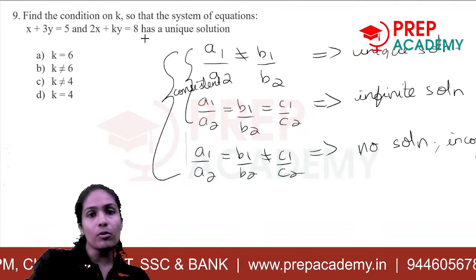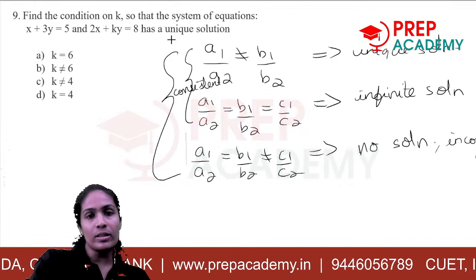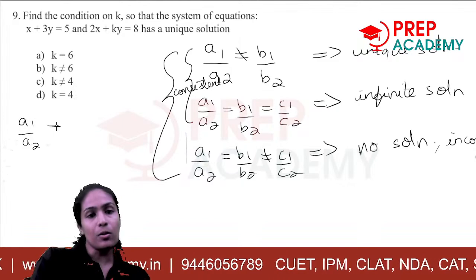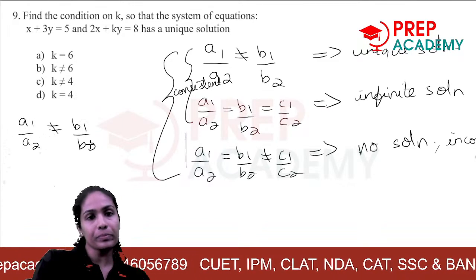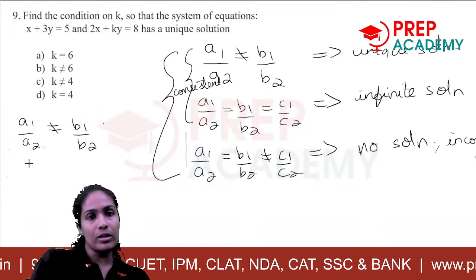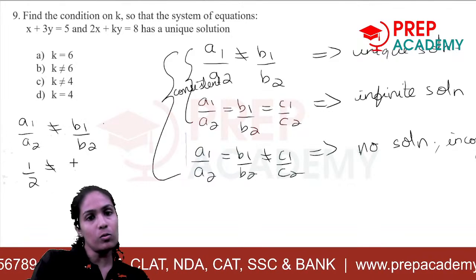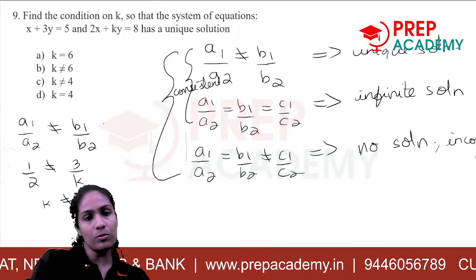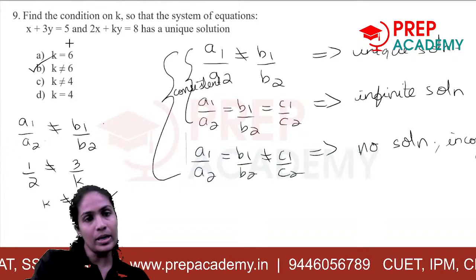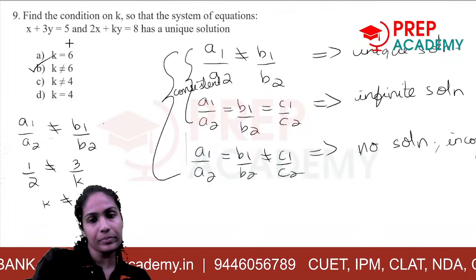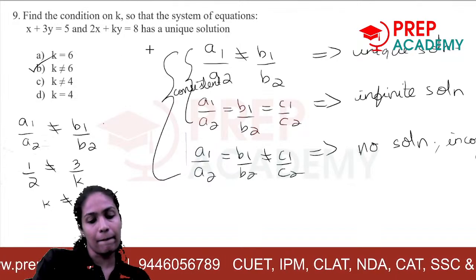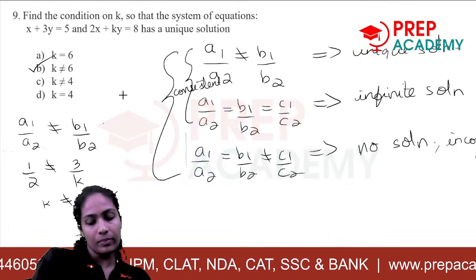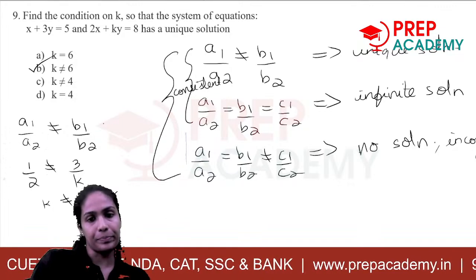So here you have to find the value of k for which the system possesses a unique solution. So the condition is a1 by a2 not equal to b1 by b2. That is, a1 is 1, so 1 by 2 not equal to 3 by k. And on cross multiplying, k not equal to 6. The correct option is option B, k not equal to 6.